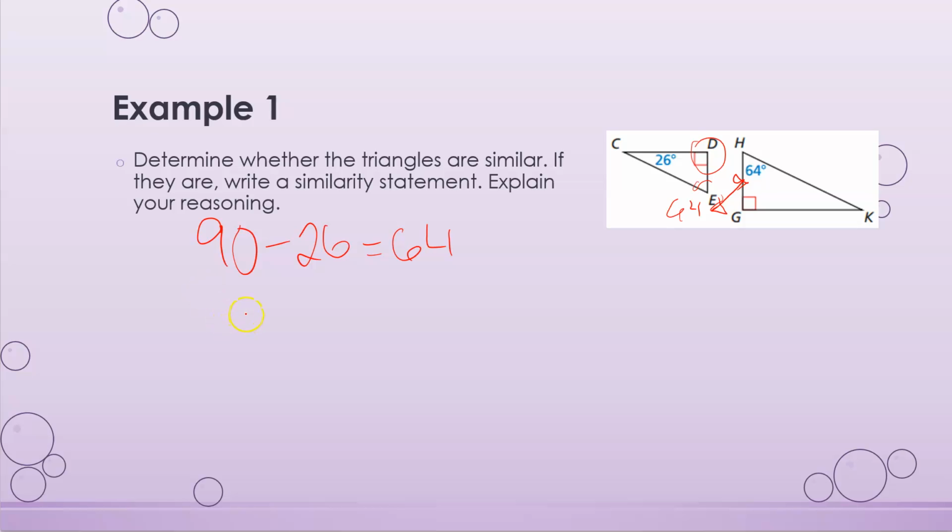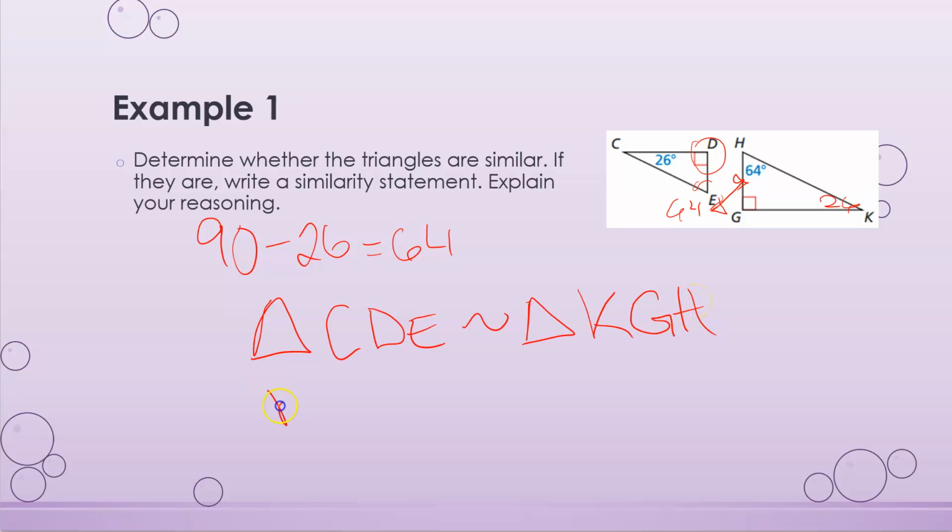So to write my similarity statement, I write the triangle symbol, and then I go with my matching angles. So I'm going to just label my first triangle however I want, CDE, and I'm going to have is similar. The 26 degree angle was right here at K, so then I have to match up. So C was 26, so K is 26. Then I went to my 90 degree, which on this triangle is G, and then I went to my 64, which is H. And this is by AA similarity.